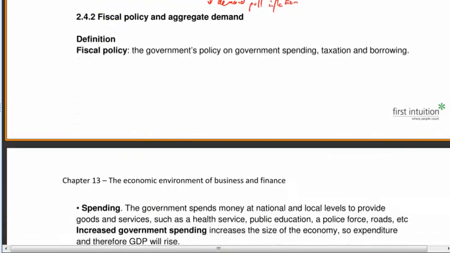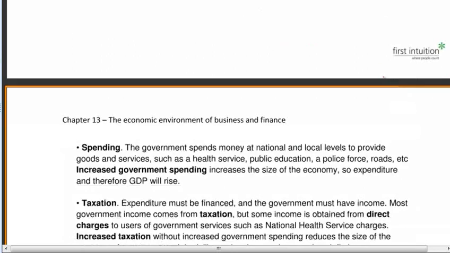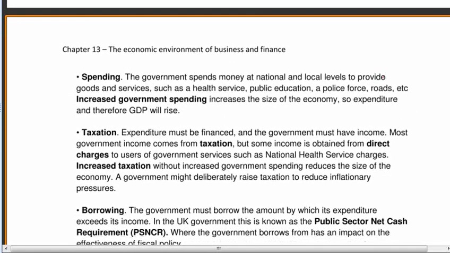Fiscal policy. We've said, haven't we, it's all about government expenditure, taxation, and borrowing. A whole host of things, isn't it, that the government spends money on. Okay, so we don't really need to go through this. You know all this, don't you, what the government spends money on. Taxation.